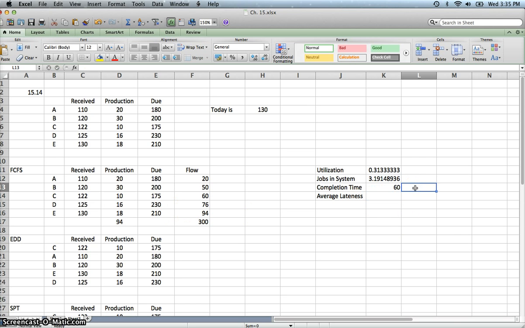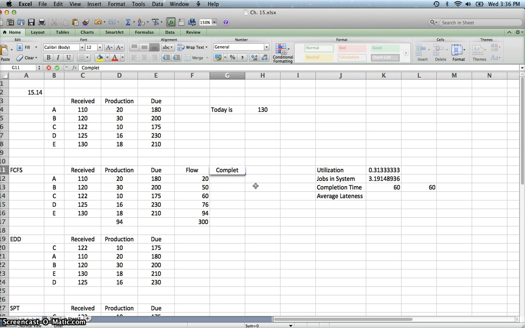But this is also the average flow time. So if we were to do just an average, use the function average and do the average of these, you'd find out it'd give us the same number. So two different ways to calculate the average flow time or the completion time. So on average, it's taking us about 60 days to complete our jobs. Some are done faster, but it's the average over all of the jobs in the system. Average lateness, now here's where we need to complete a couple of numbers. So we're going to do the completion.